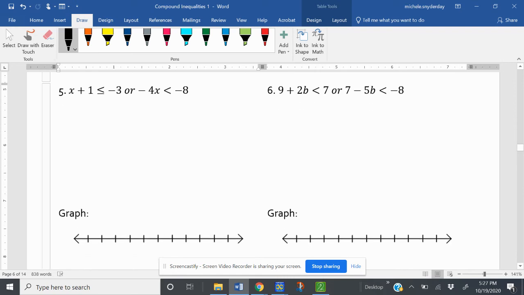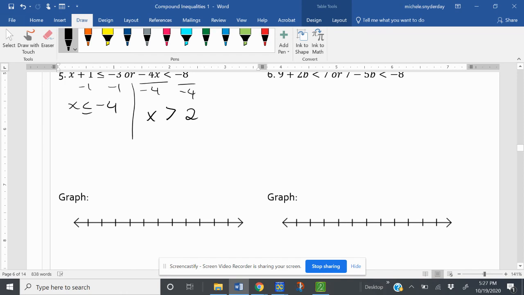Quickly do 2 more. And we've got separated. X plus 1 is less than or equal to -3, so we just subtract 1 on both sides. And we have x is less than or equal to -4. Second one, we need to have -4x is less than -8. Divide by -4, divide by -4. That flips the inequality sign, so we have x is greater than -8 divided by -4 is +2. So our most important numbers are -4 and +2, and then 0 somewhere in the middle.